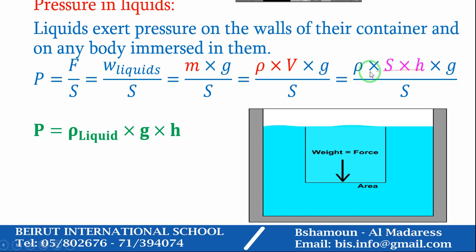S times H. You know that the volume is the surface area times height, times G over S. S and S will be eliminated. So pressure in liquid will be density of liquid times gravity times height. So if we change the density of liquid or the height, the pressure exerted by the liquid will be different.